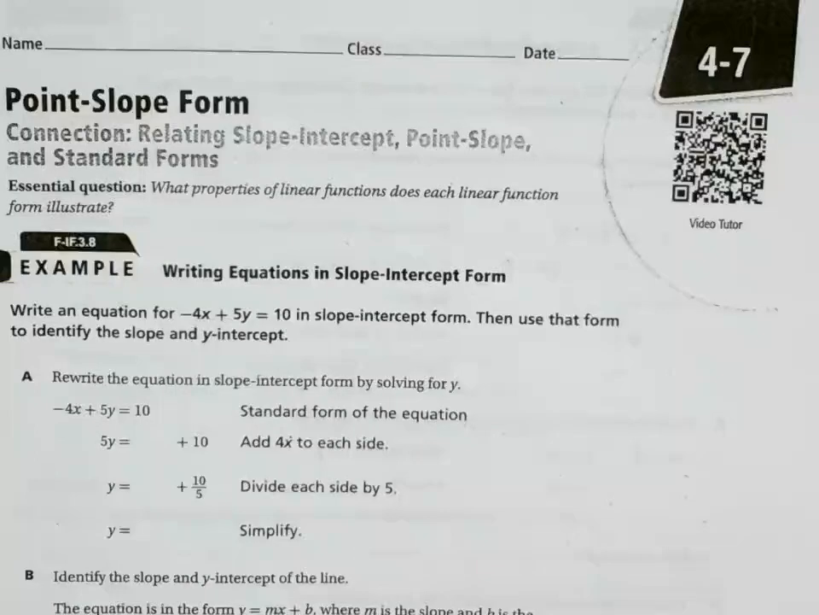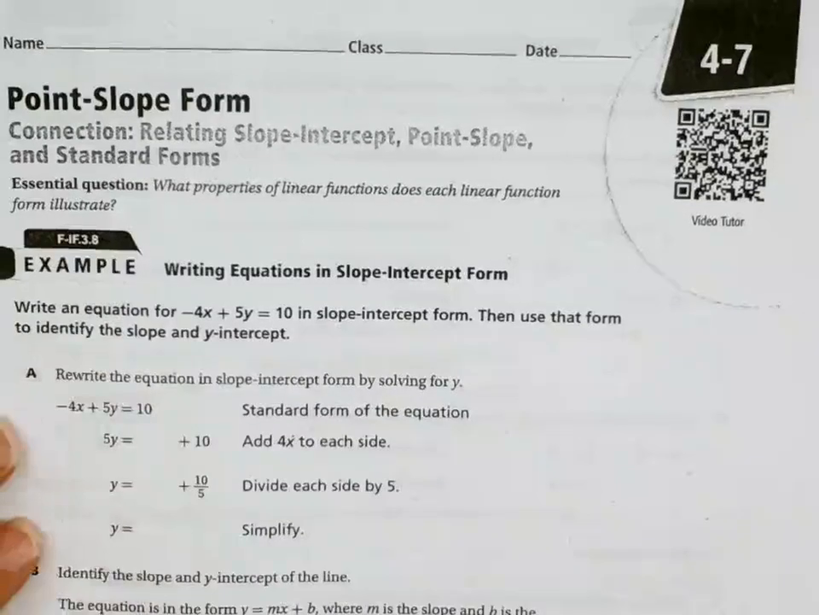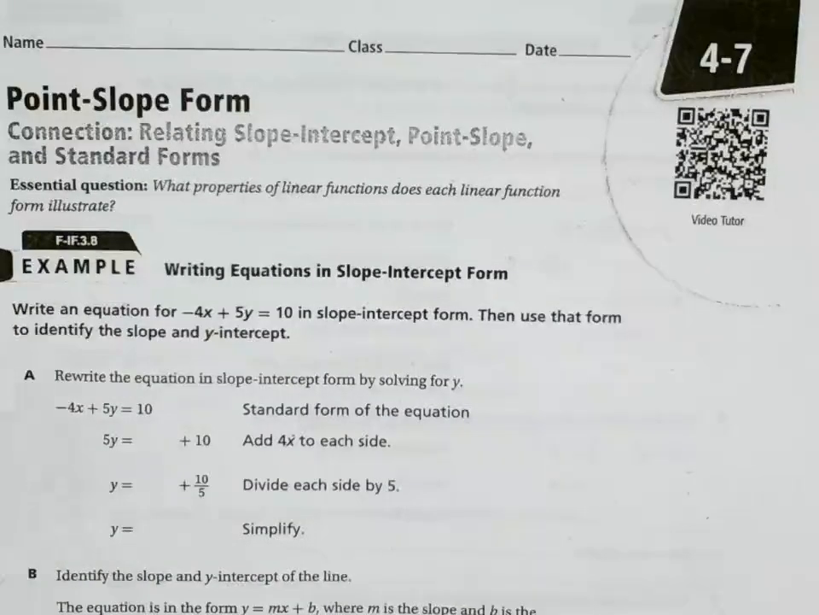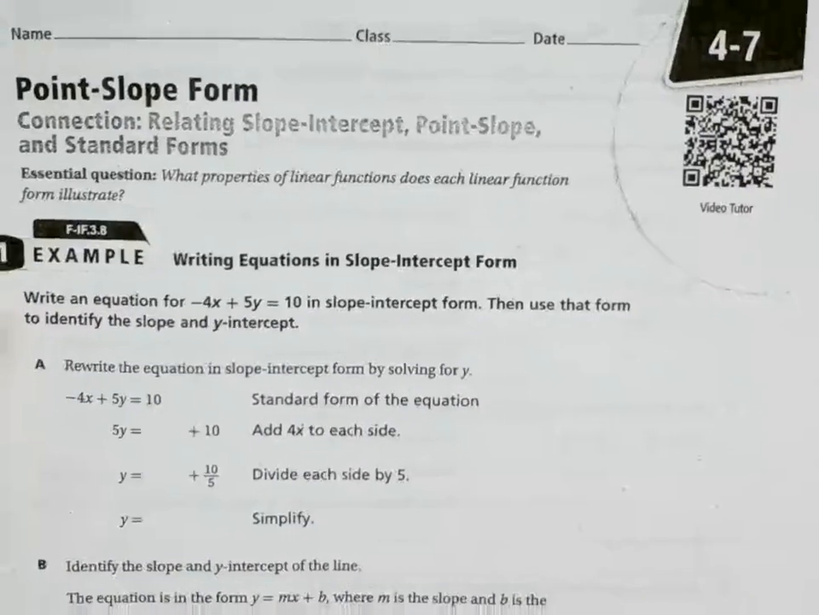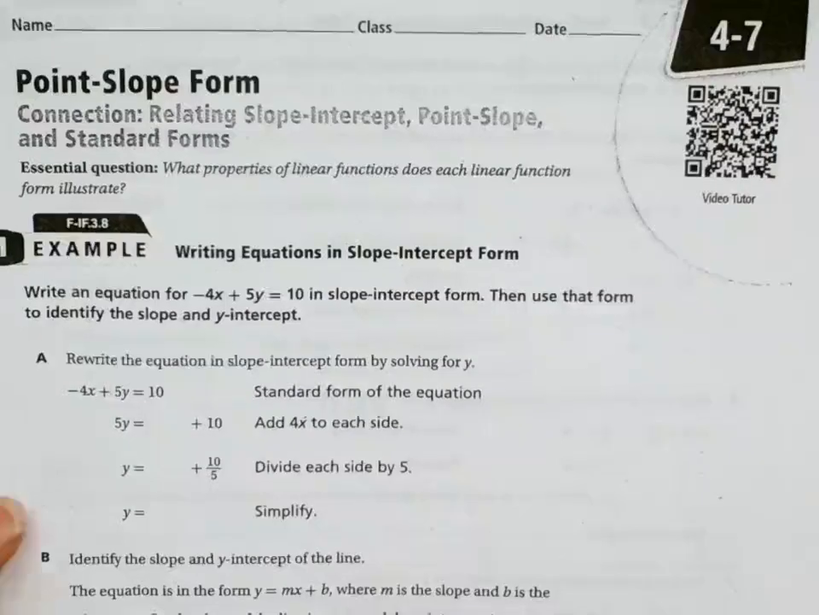Today's lesson is 4-7, point slope form. So we've already done slope-intercept form. We've already done standard form where we use our x and y intercepts to graph. And now this is one more form. It's point slope form. Once again, this is another form for a linear equation.